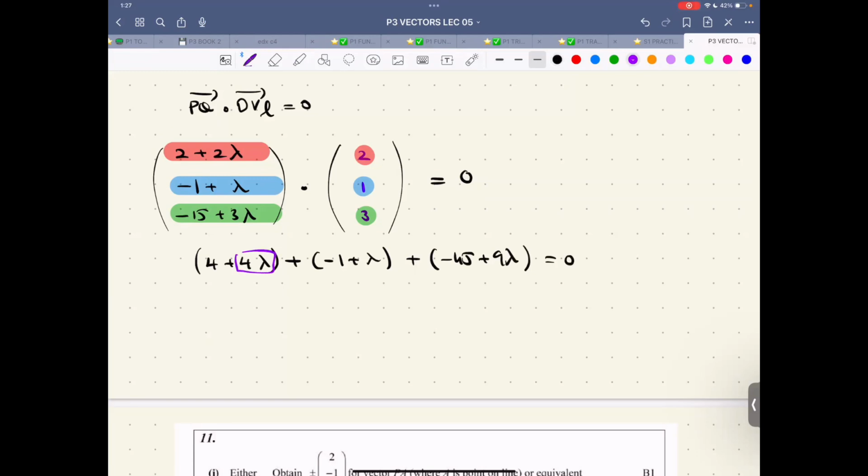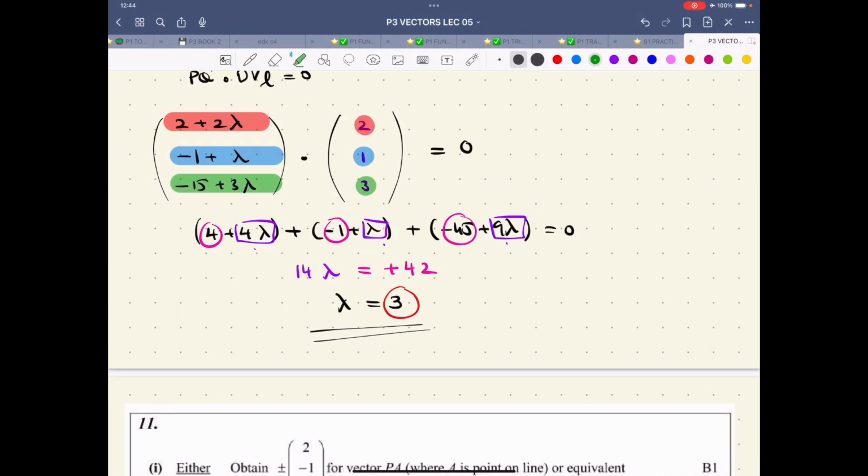So we have 4 lambda, we have 9 lambda. 9 plus 1 is 10, 10 plus 4 is 14. Just a beautiful coincidence, just like last time. And then we have positive 4, we have negative 1, we have negative 45. So negative 46 plus 4 is negative 42. So take to the other side, that is positive 42. Therefore, the value of lambda is 42 over 14, which is 3.